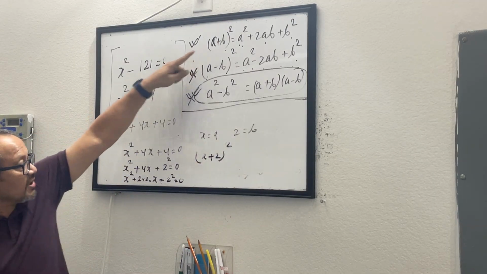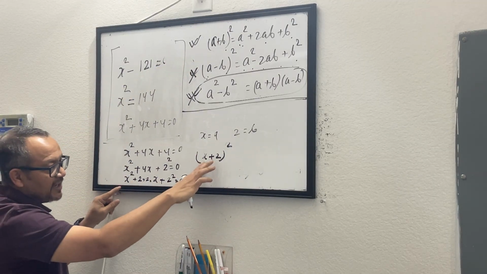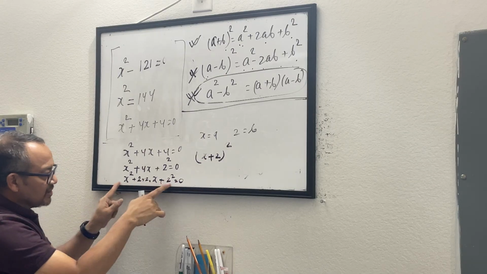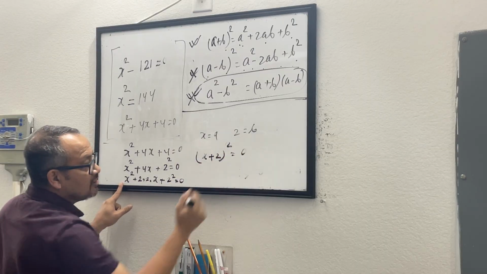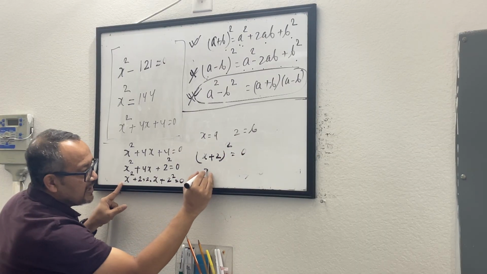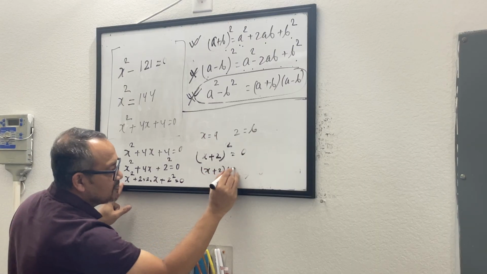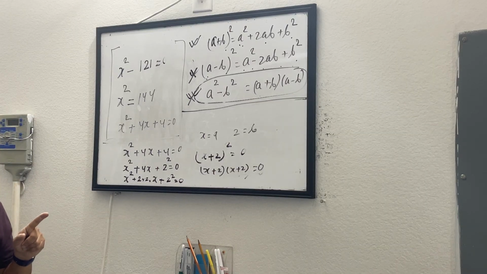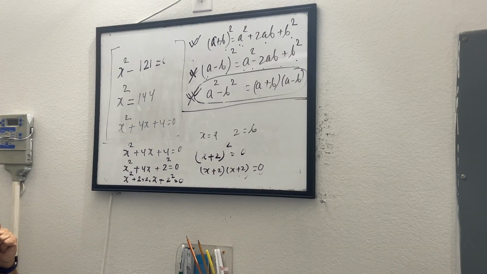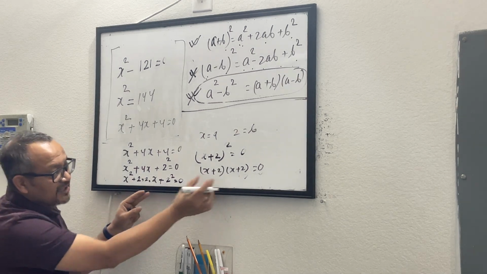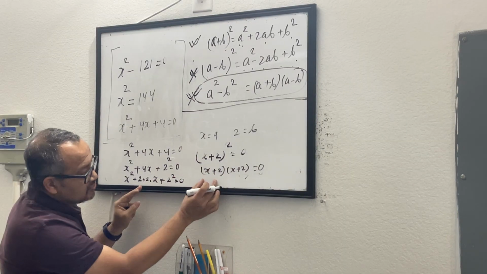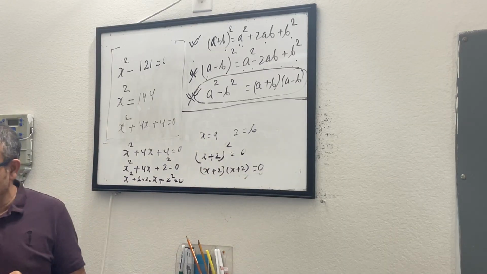Because (a plus b) whole square is a square plus 2ab plus b square. So this whole thing I can write as (x plus 2) whole square equal to 0. That means it is (x plus 2) times (x plus 2) equal to 0. Is it ringing the bell for all of us? Yeah? Now, see, there's something interesting here. (x plus 2) times (x plus 2) equal to 0. So either x plus 2 equal to 0 or x plus 2 is equal to 0.